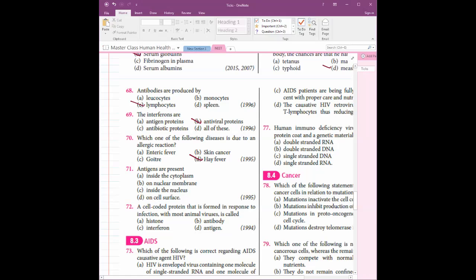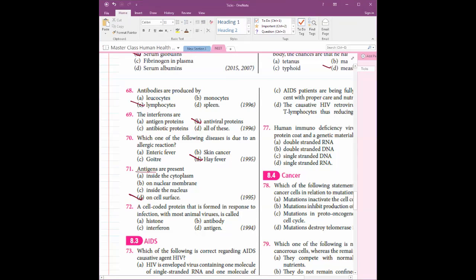Okay, antigens are present inside the cytoplasm, on the nuclear membrane, inside the nucleus, on the cell surface. So, guys, where is it going to be present? We're talking about antigens, huh? We're not talking about antibodies. Yes, very nice. Masira is right, Parnavi is right. These are going to be seen on the surface of the cell. Then only we will be able to identify those cells. So on the surface of the cell.